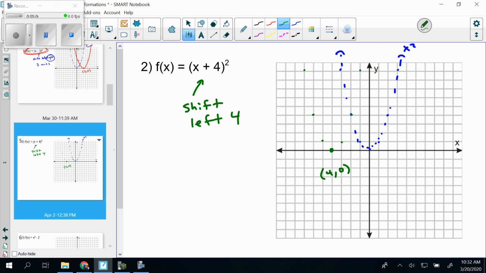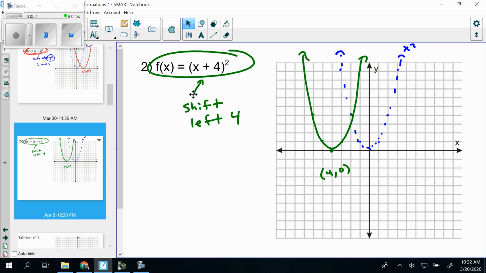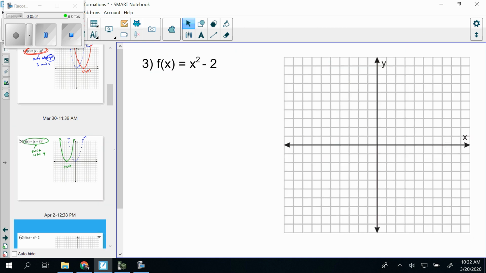So it looks like this. This would be the graph of y = (x + 4)². So with transformations, you can get the new function fairly quickly by doing some of these. All right, next one. Now we've got something going on outside the function.